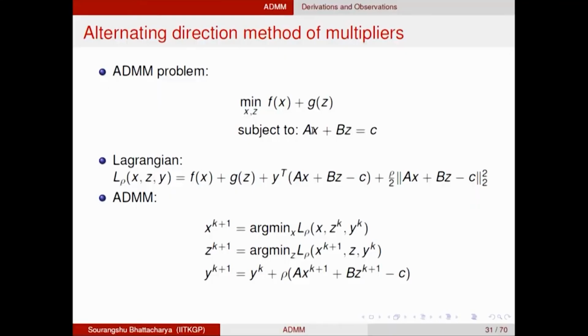If you solve this, you can write the augmented Lagrangian, and then these are your steps for ADMM. You first minimize the augmented Lagrangian with respect to only x. Then you plug in x k plus 1 and you optimize the augmented Lagrangian with respect to z. And then you finally update the dual variable. What you can show is that this really converges to the optimal solution.